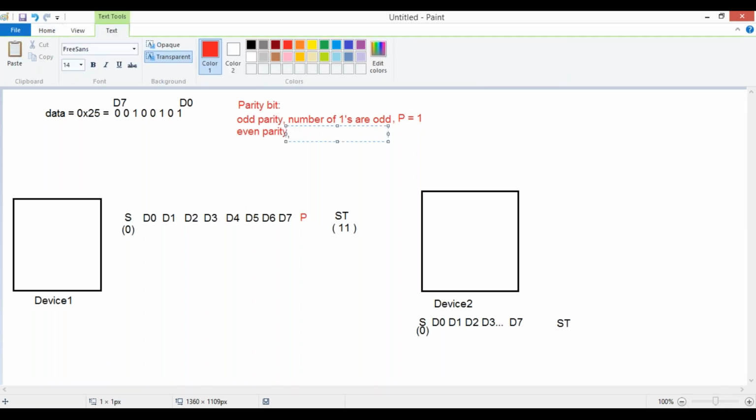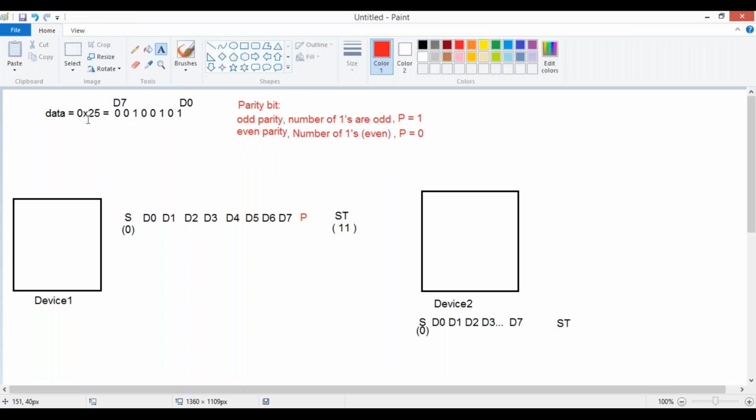The opposite case: you keep counting the number of ones, and if the count of the number of ones is even, then what is your parity? It's an even parity. So you can set the parity bit as 0. The parity bit will be 0.